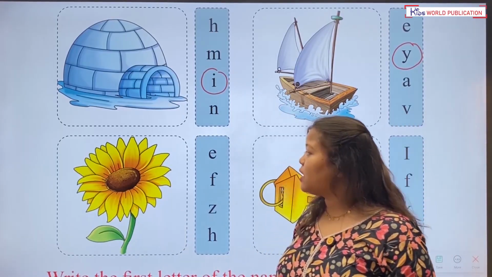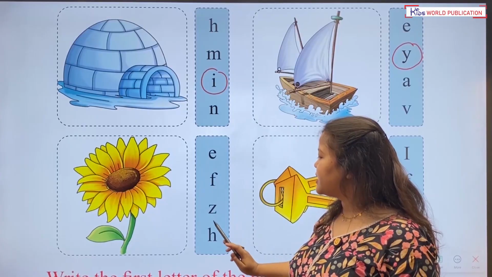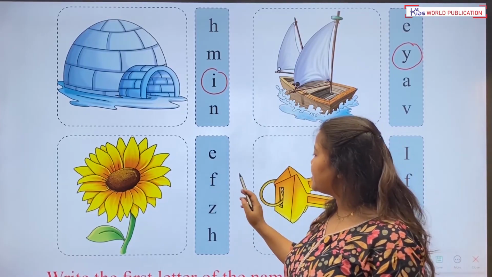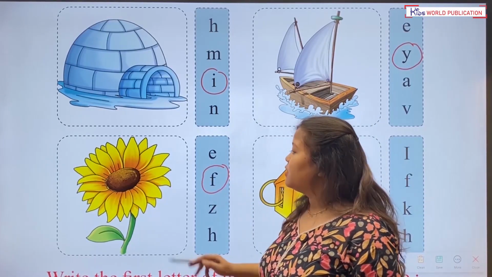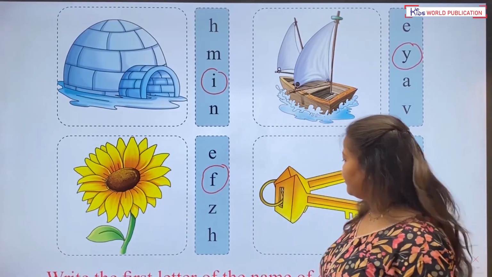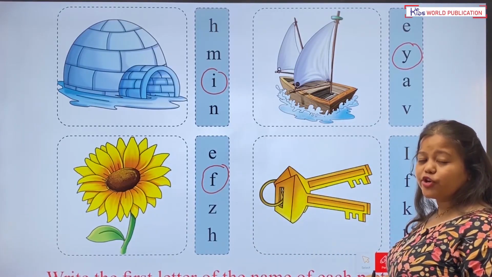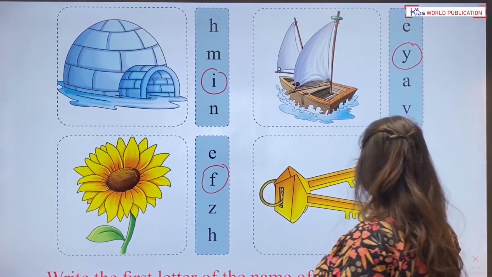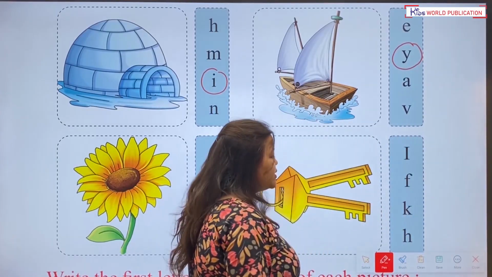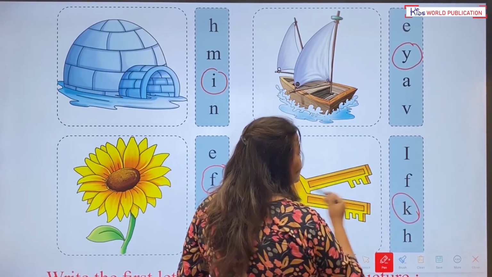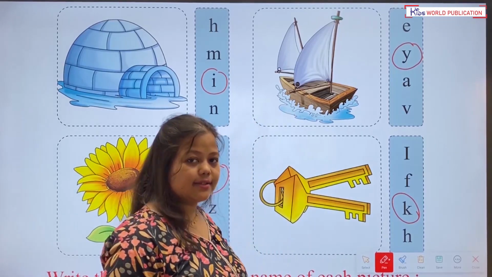This is flower. E, F, Z, H. Right answer is F. Flower starts with letter F. This is the picture of key. I, F, K, H. So we'll circle letter K because key starts with letter K.